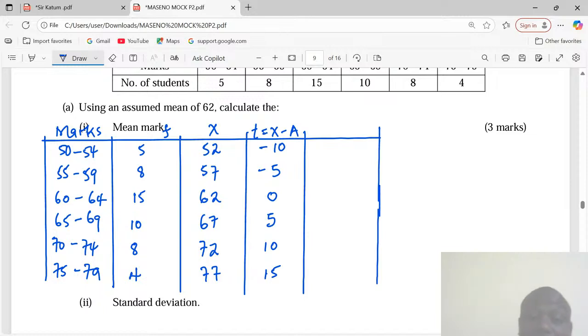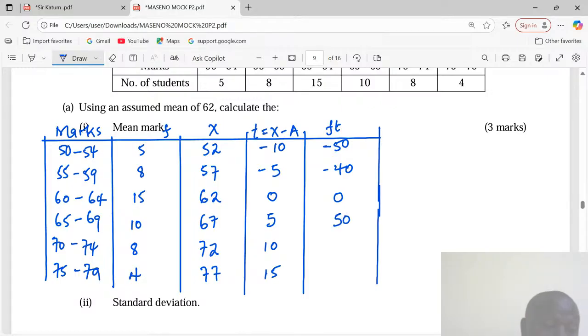For me to get the mean, I'm supposed to get ft first. So what is ft? Ft shall be each f, which is the frequency, multiplied by the corresponding t. 5 times negative 10, I'm getting negative 50 at that point. Then 8 and negative 5, I'll get negative 40. Then 15 and 0, I'm getting a 0. 10 and 5, I'm getting 50.